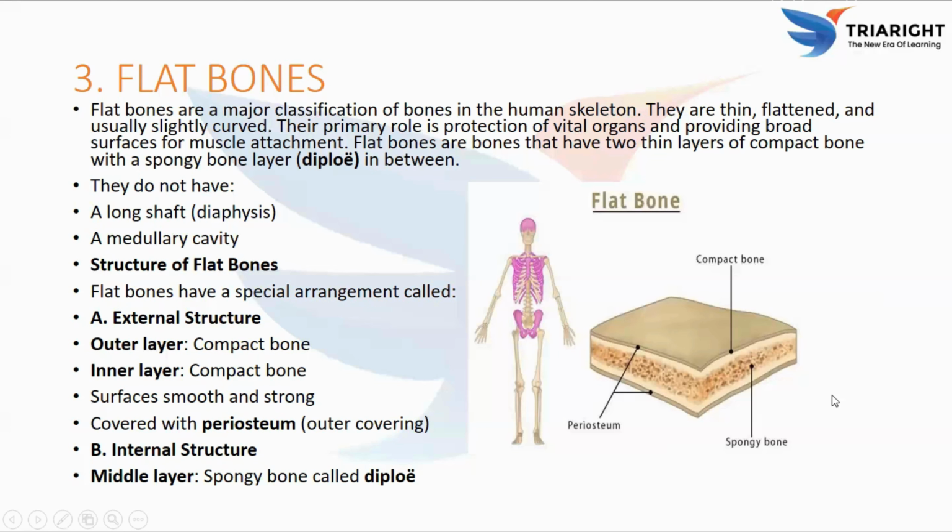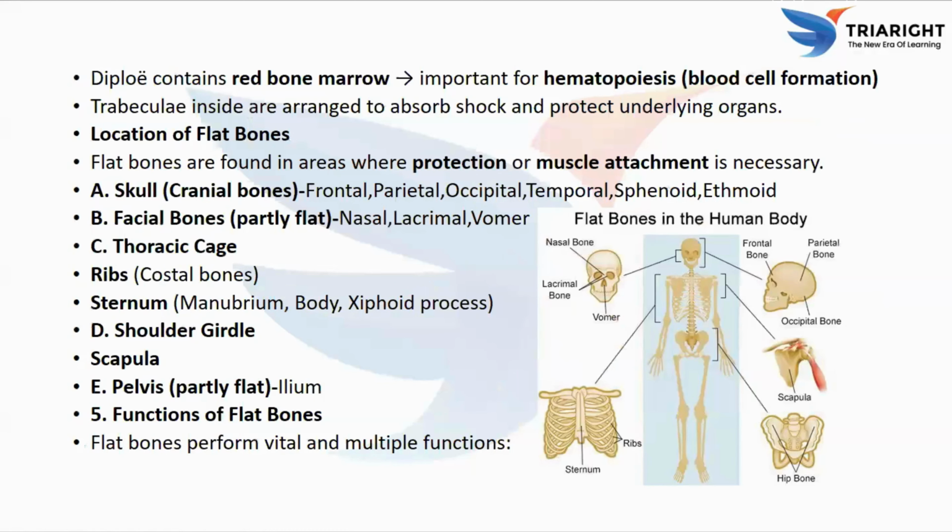So what is the internal structure? The middle layer is a spongy bone called diploe. This spongy bone helps to absorb shock and may contain the red bone marrow, which forms the blood cells. So what do you mean by diploe? It's the middle spongy layer of the flat bone.